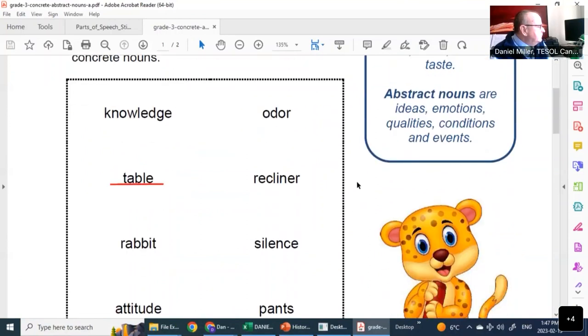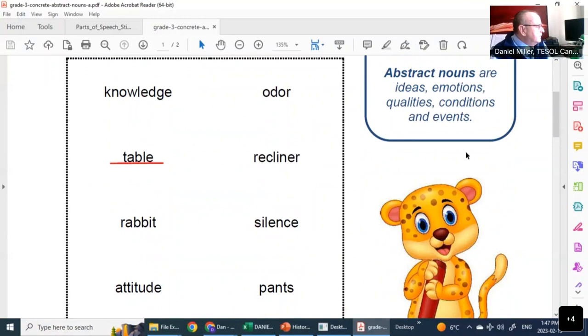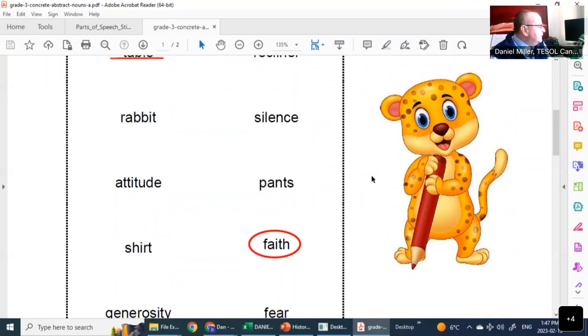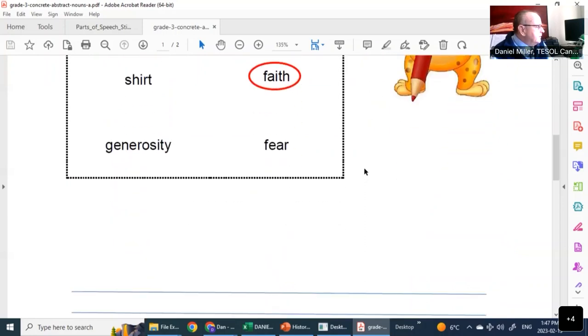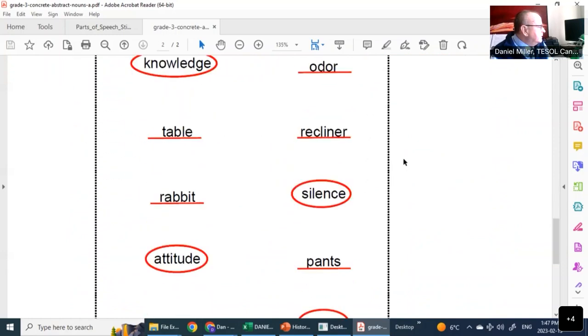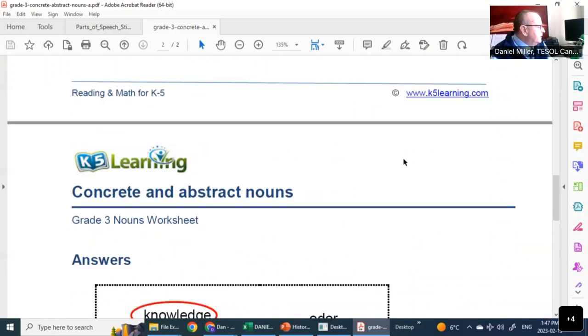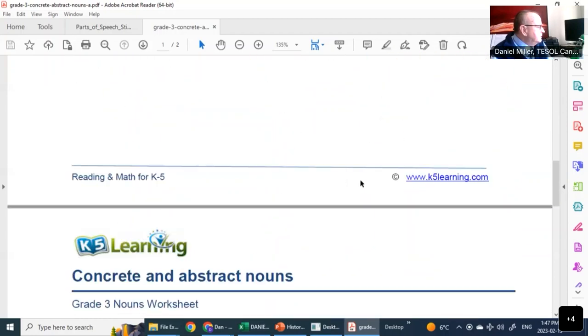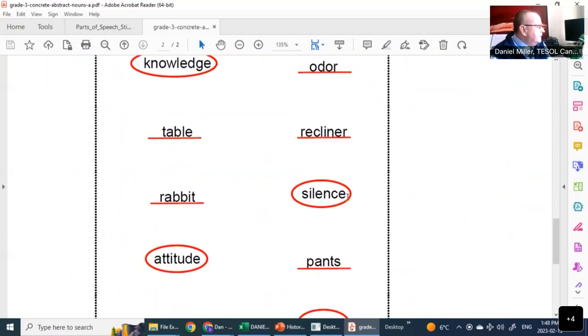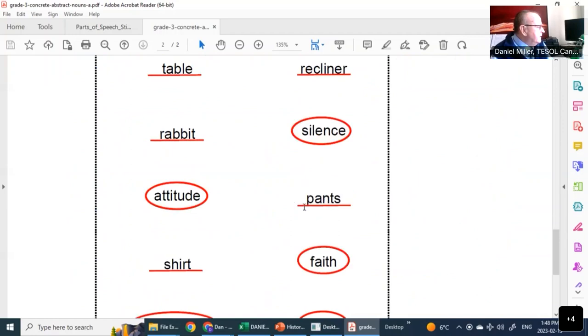Worksheets like this give the student an opportunity to practice. And they're fun for little kids. They've got these pictures of cute little animals and things, and students like doing worksheets like this. But then I would take it a step further with this little girl. I would have her write a little story using the words from the worksheet, and then do a little drawing about the story she wrote. The idea here is to circle the abstract nouns and underline the concrete nouns. So the circled are abstract nouns. The underlined items are concrete nouns.